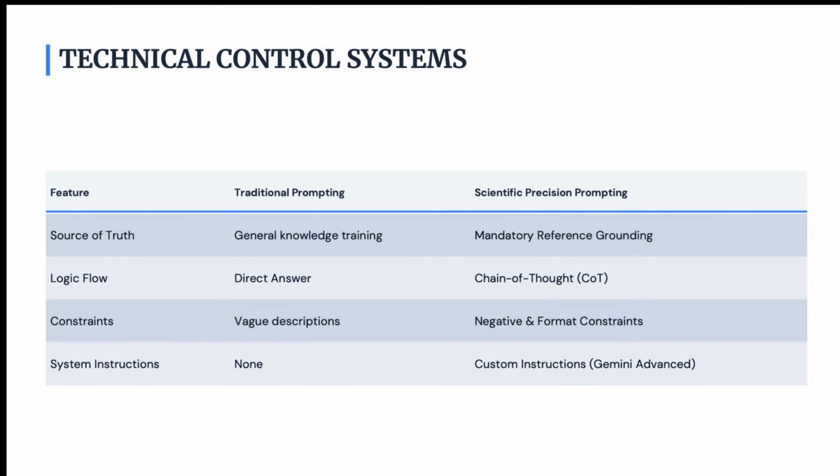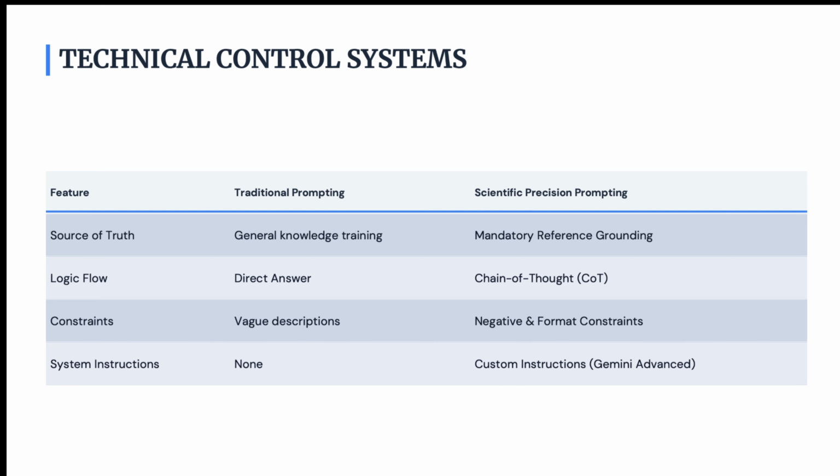Now, a very brief discussion about traditional prompting and prompt engineering for our scientific research. The source of truth in traditional prompting is the general knowledge which the LLM model has used for training or available data over the internet or other sources. But in scientific research, we'll be working on mandatory reference grounding. It means that we'll be restricting our AI tools to process information from the source we are recommending. The logic flow in traditional prompting is a direct answer for one prompt, but in scientific research, we'll be working on chain of thought. Remember this point.